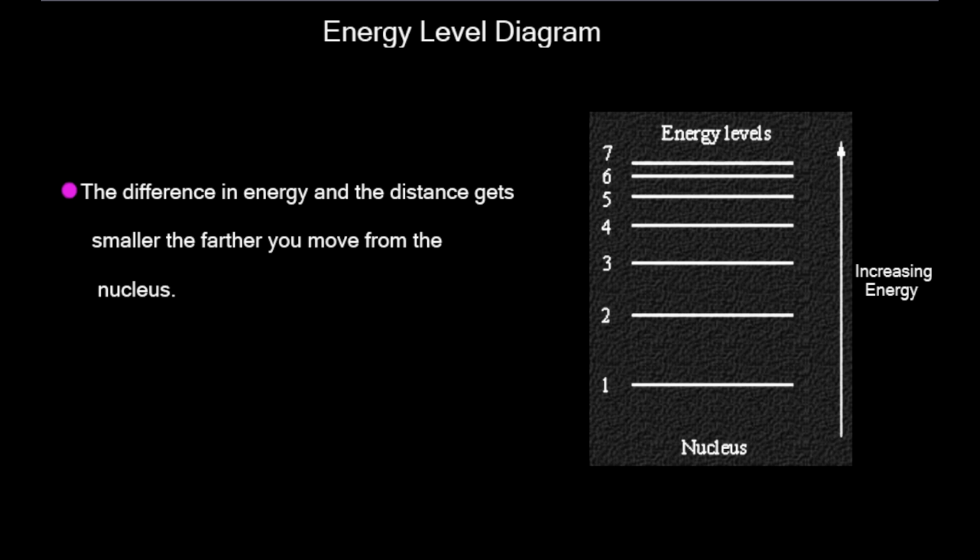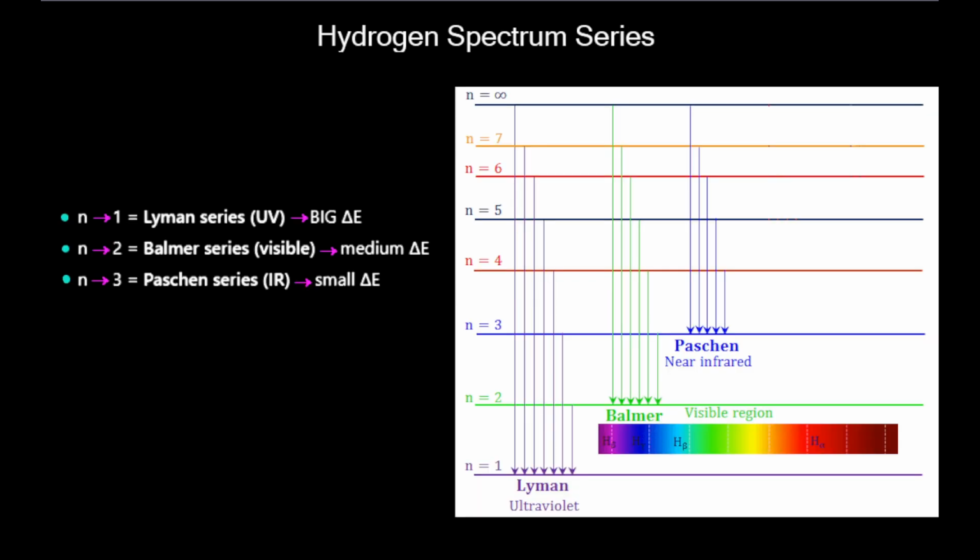The spacing between n equals 1 and n equals 2 is wide. But as you move to higher levels, n equals 3, n equals 4, or n equals 5, the gaps get closer and closer together. This idea is extremely important for the MCAT because it helps you predict how much energy an electron needs to absorb or release, and it gives you insight into how electrons behave inside the atom. This brings us directly to the next topic, the hydrogen spectrum series.